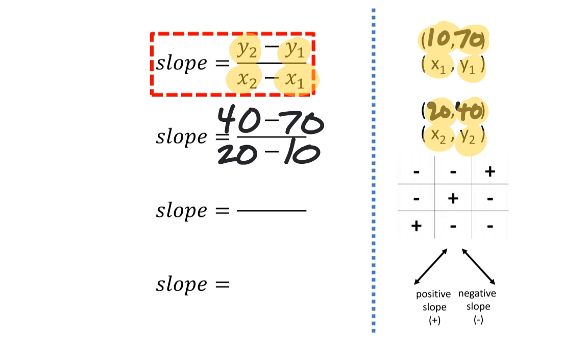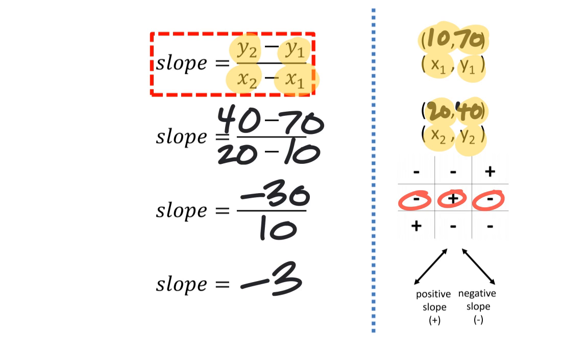40 subtract 70 is a little bit difficult. You might need a number line or you can use a calculator. It's going to become negative 30. Now on the bottom, you have 20 subtract 10, and that's going to be equal to 10. Negative 30 over 10 is the same thing as negative 30 divided by 10, which means when you have a negative divided by a positive number, it's going to become negative. Therefore, this answer is going to be negative 3. Therefore, the slope is negative 3.